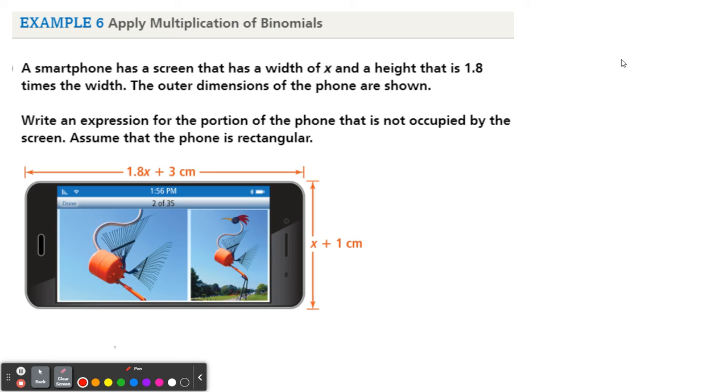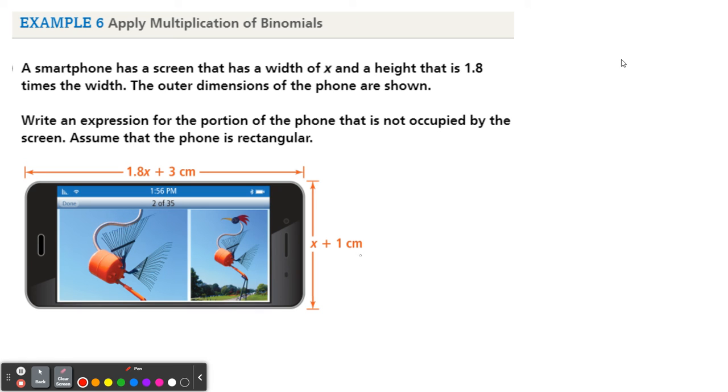Okay, so for this next five minutes, your cell phone's okay. A smartphone has a screen that has a width of x and a height that is 1.8 times its width. The outer dimensions of the smartphone are shown. Write an expression for the portion of the phone that is not occupied by the screen. Right? So this is a mouthful.